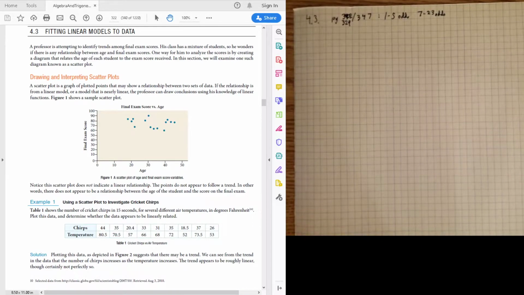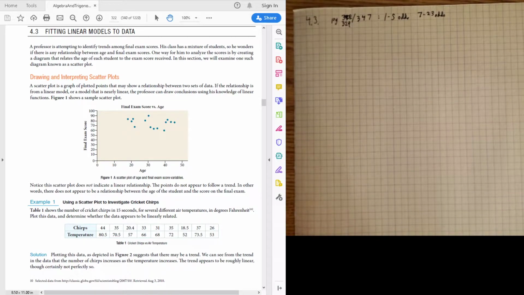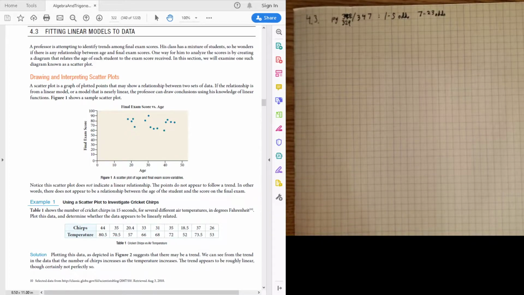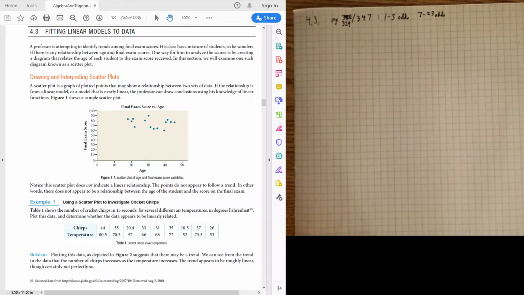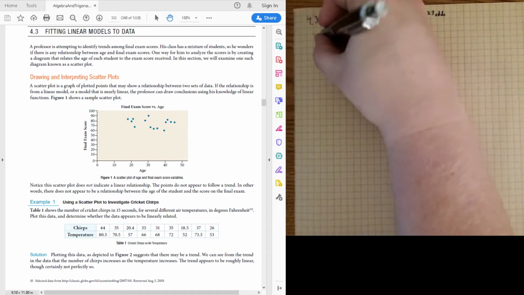So let's go ahead and talk about section 4.3, some of the big details you need to know to get you ready for your homework and to understand some of the textbook. First thing to mention here, as you can see, the section is talking about fitting linear models to data. So we're sticking with the real world problems, we're sticking with the linear problems in particular. And so the first thing you talk about is something called a scatter plot.